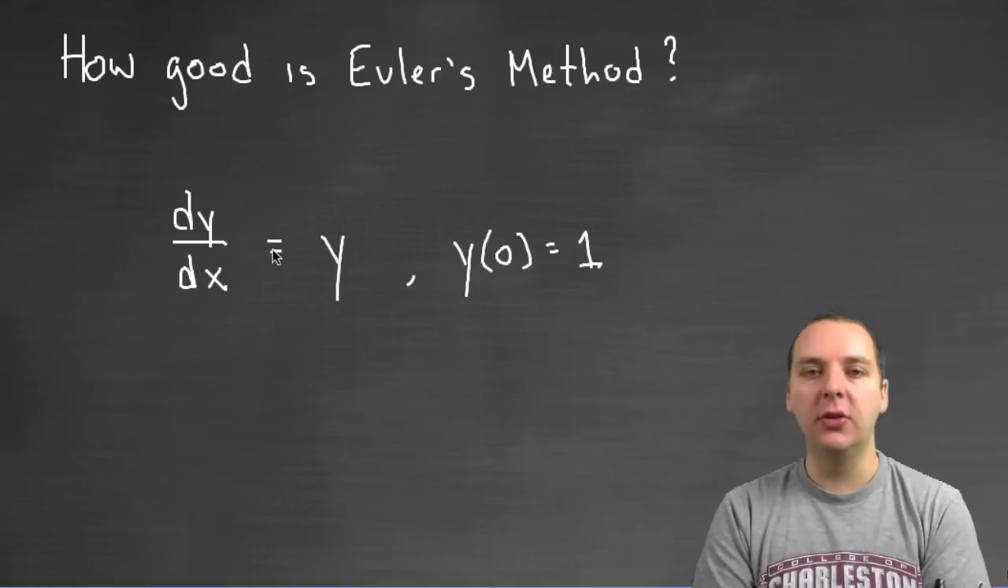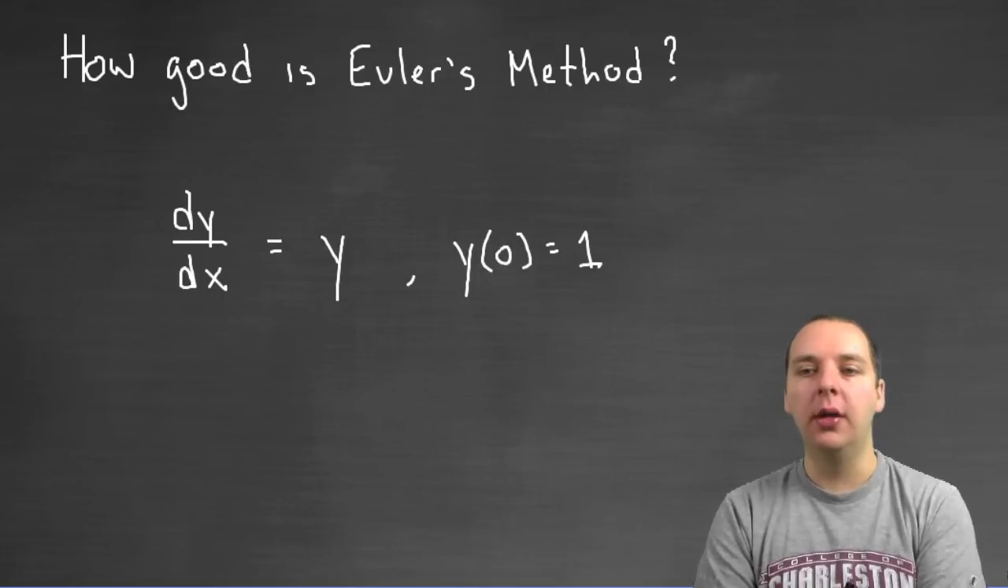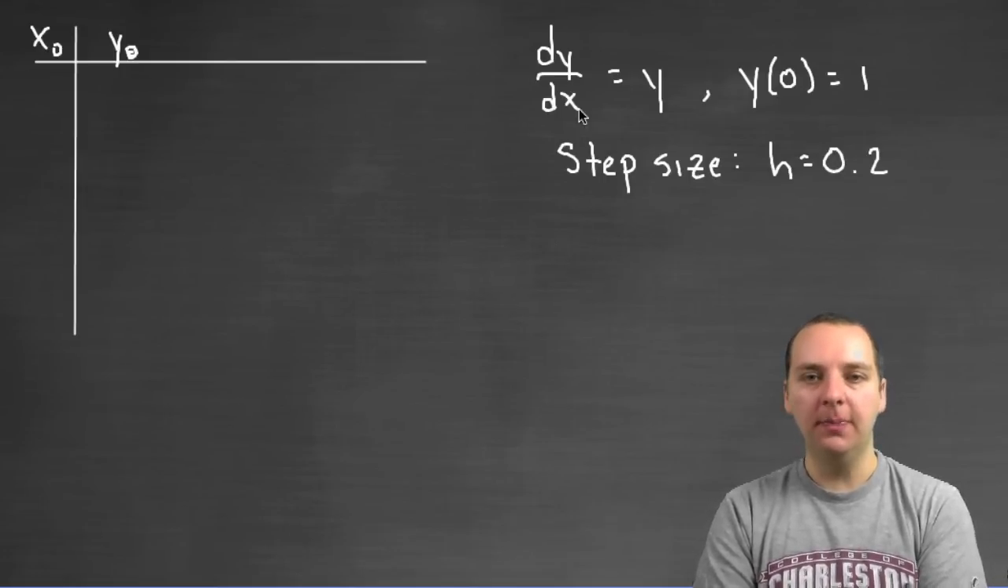So let's say this is our first order differential equation, dy/dx equals y. It's a very small one. And our initial condition is that y of 0 needs to be 1. So the x, y initial condition is (0, 1). All right, so let me set everything up here.